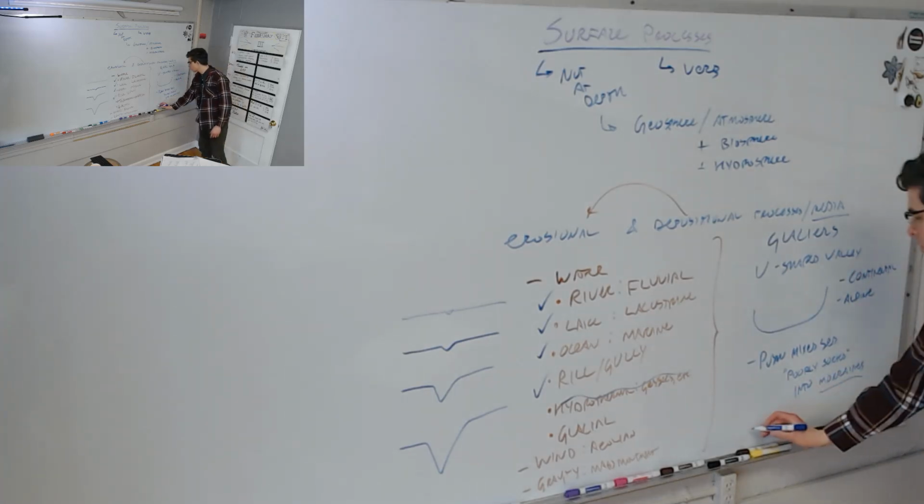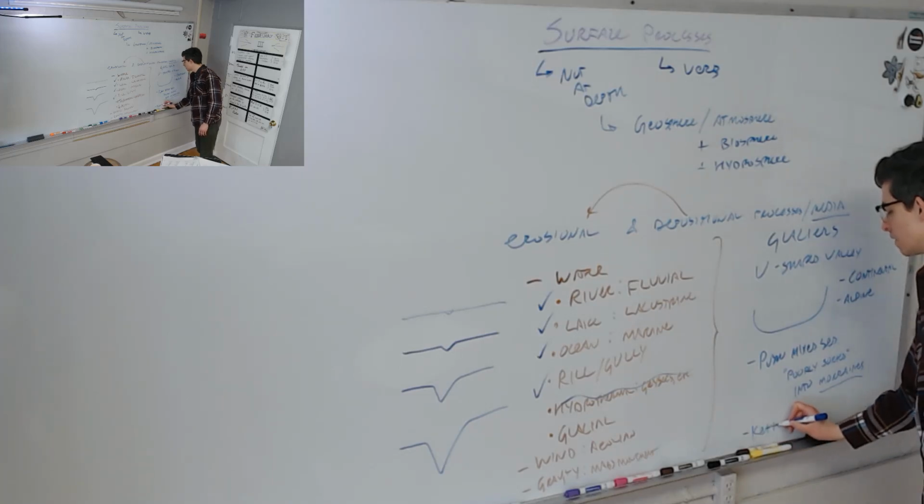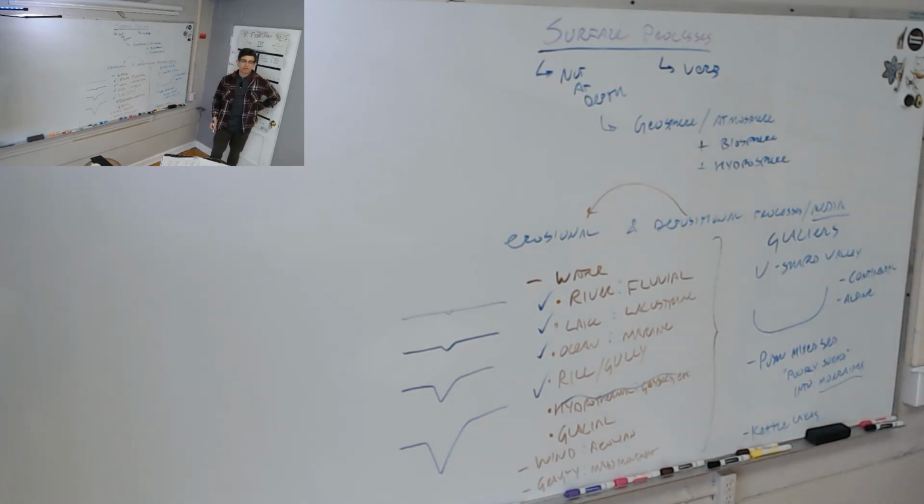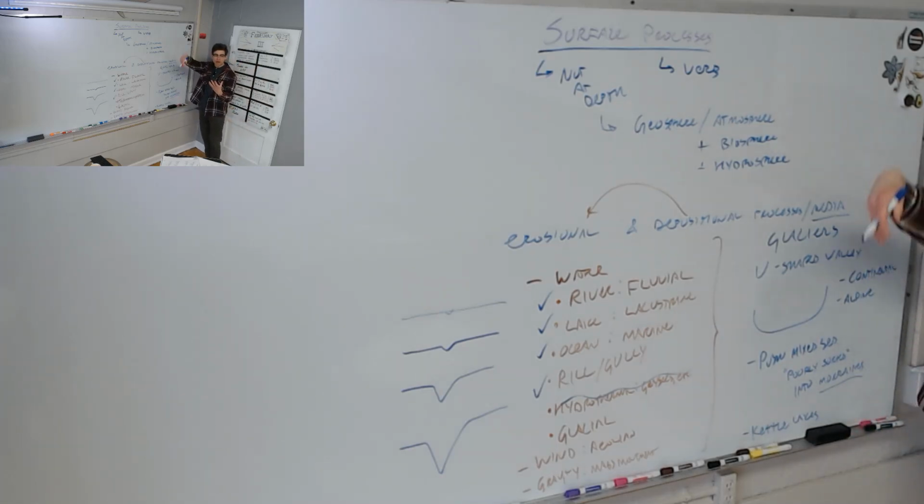Similarly, they also form what are called kettle lakes. And South Dakota has a lot of those. Yeah, and Minnesota, the land of 1,000 lakes, that's all kettle lakes. Finland, Canada, those are all kettle lakes. They're lakes that are dug out by a glacier.